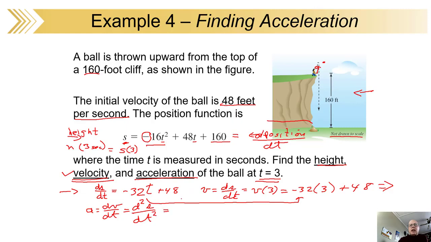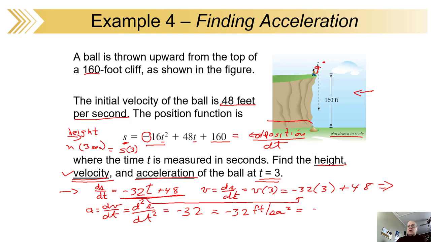So all we need to do is take the derivative of this part right here. The derivative of the first part is just negative 32, and the derivative of 48 is 0. There's your acceleration. To be more precise, it's 32 feet per second squared.